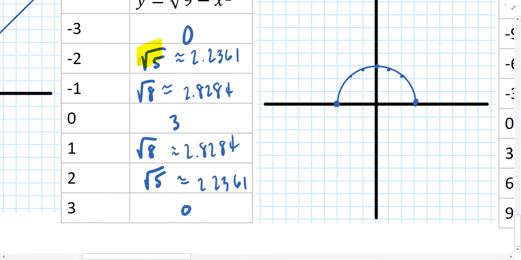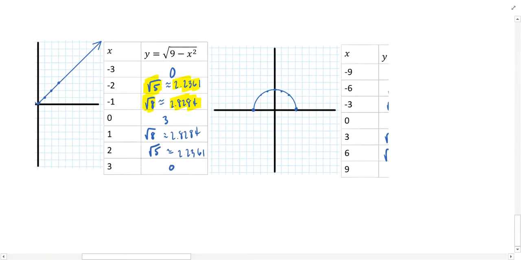I prefer precise answers. But it's a bit difficult to graph the y location of the square root of 5 or the square root of 8. So by turning them into decimals, we're able to plot them a little bit more easily as a y coordinate.